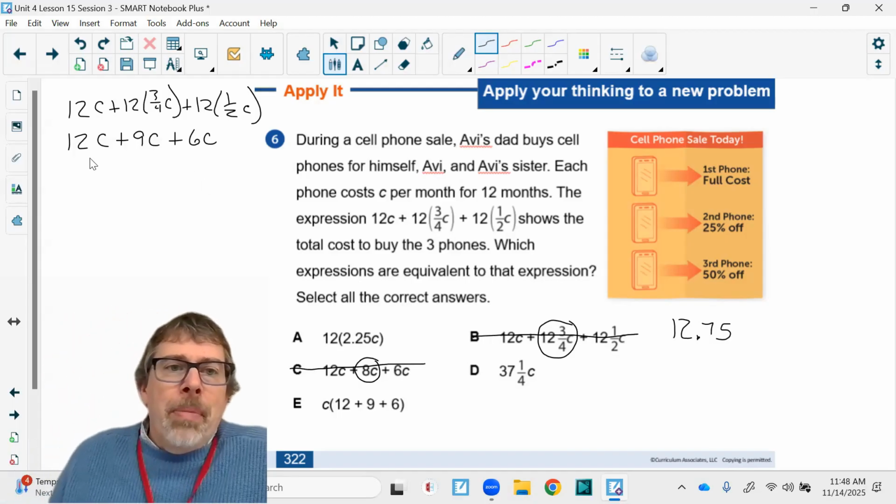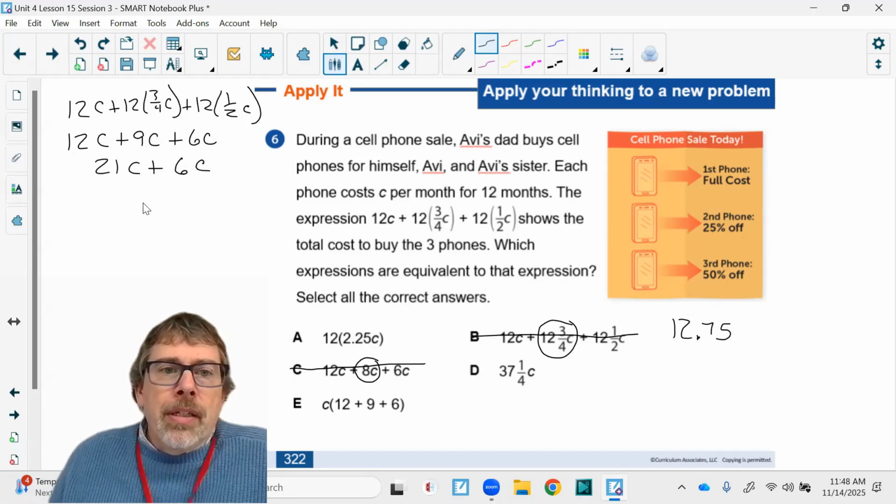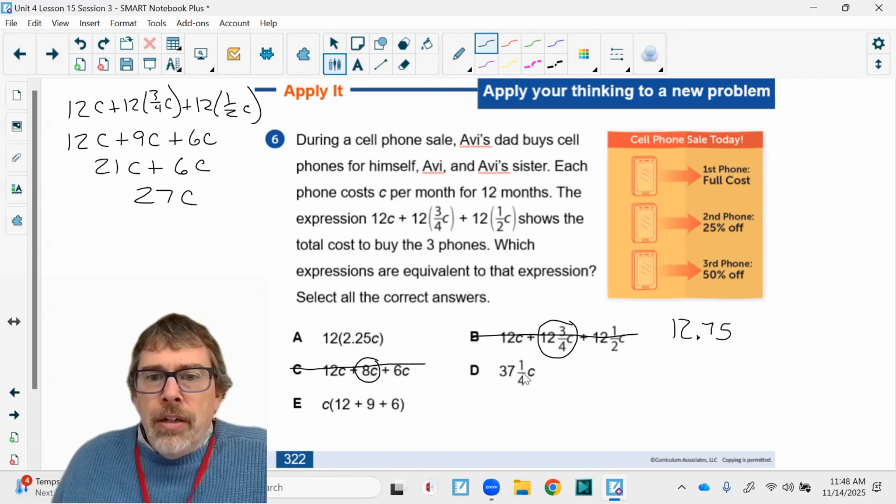So now I'm going to combine these. 12C plus 9C is 21C. And 21 plus 6 is 27C. Okay, so I look here and I see 37.25C. Well, that's not 27C, so that's not right. And if I take 12 times 2.25, 12 times 2 is 24, and 1/4 of 12 is 4. So that'd be 27. So that equals 27C as well. So A is equivalent.